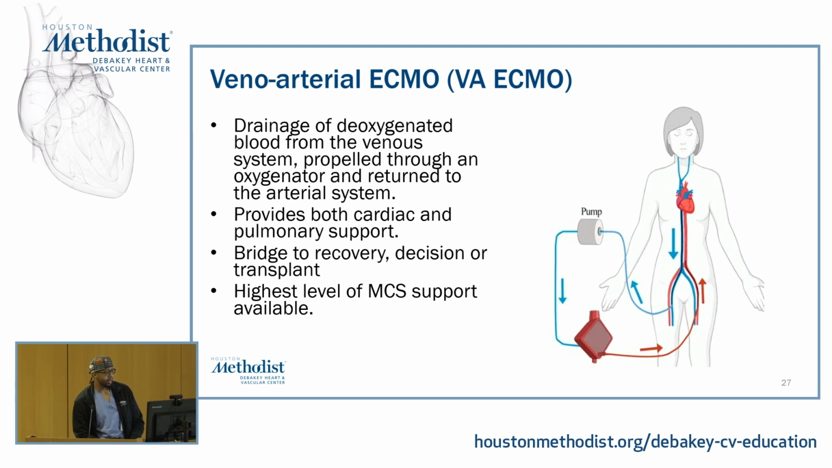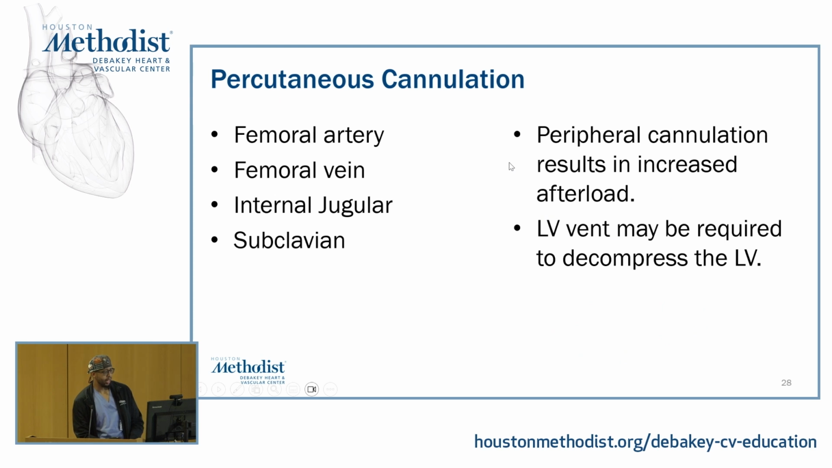The way VA ECMO works is deoxygenated blood is drained from the venous system. It's propelled through an oxygenator, returned to the arterial side. This is used, as I mentioned before, same as any other MCS device. This is just used as a bridge. It's not going to resolve the underlying complications or issues that the patient is having. So we treat it accordingly.